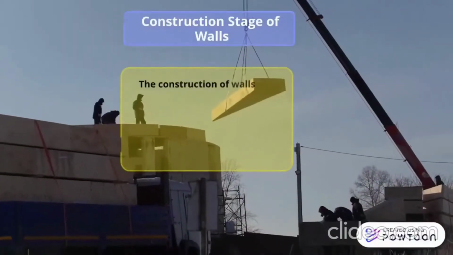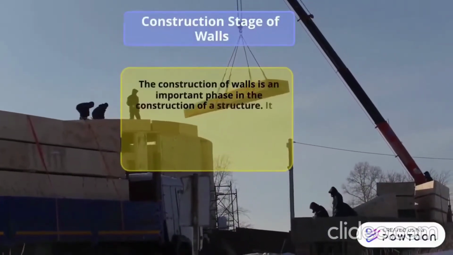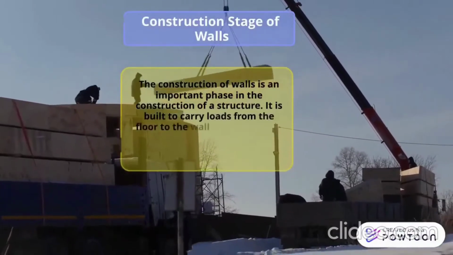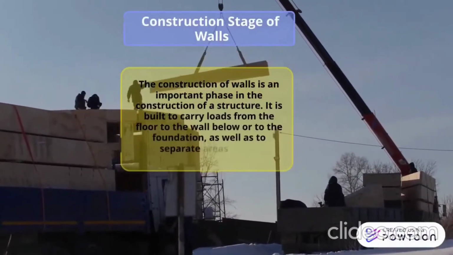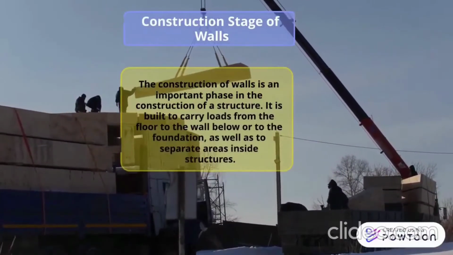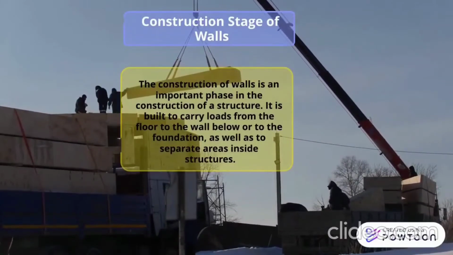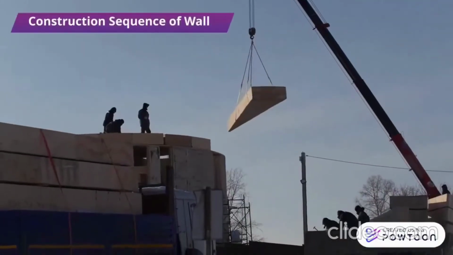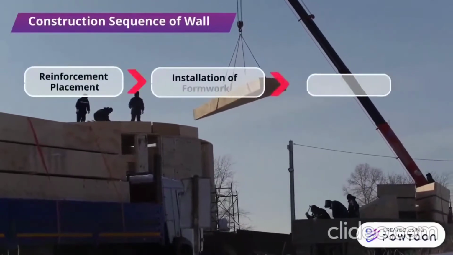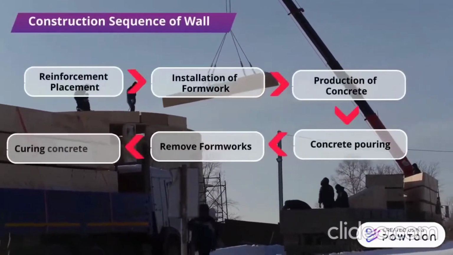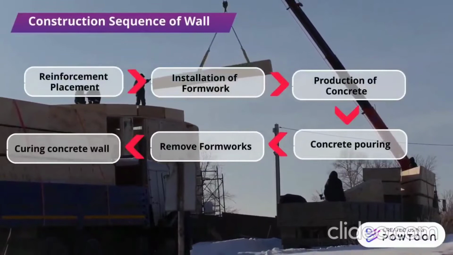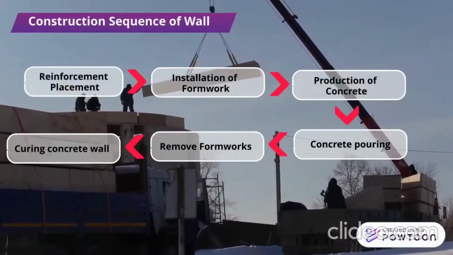Construction stage of wall. The construction of walls is an important phase in the construction of a structure. It is built to carry loads from the floor to the wall below or to the foundation, as well as to separate areas inside structures. Construction sequence of wall: reinforcement placement, installation of formwork, production of concrete, concrete pouring, remove formworks, curing concrete wall.